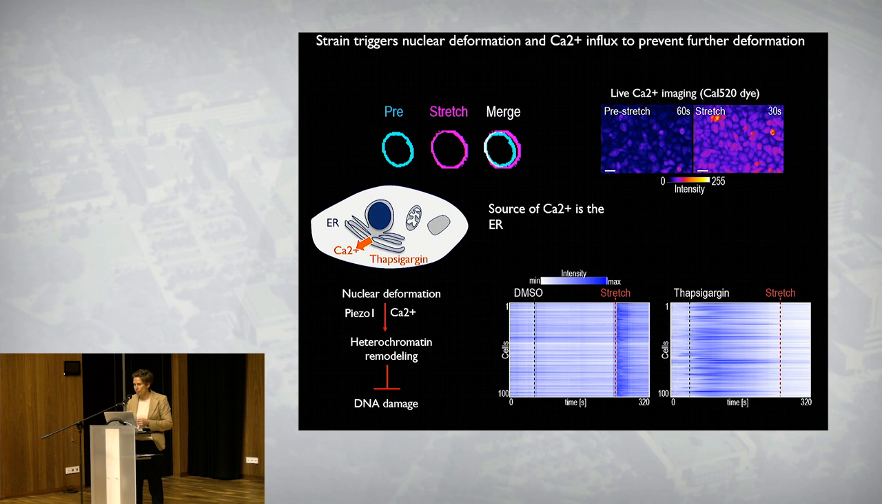But of course, the final thing is what allows the cell to still establish this steady state architecture, because I showed that everything is reversible. We do 3 hours of stretching, and heterochromatin is normal, nuclear architecture is normal. So how does this work?